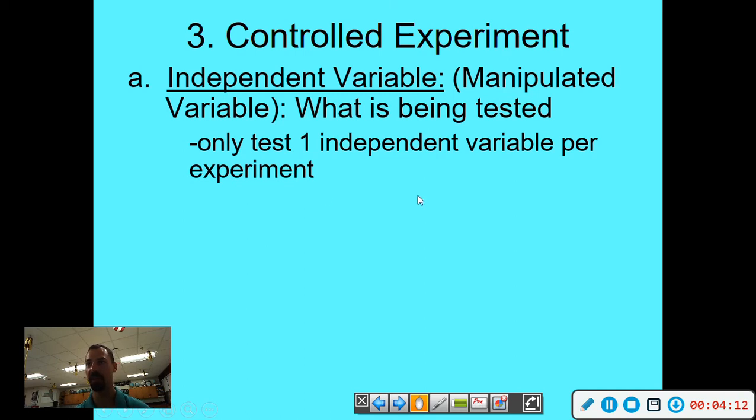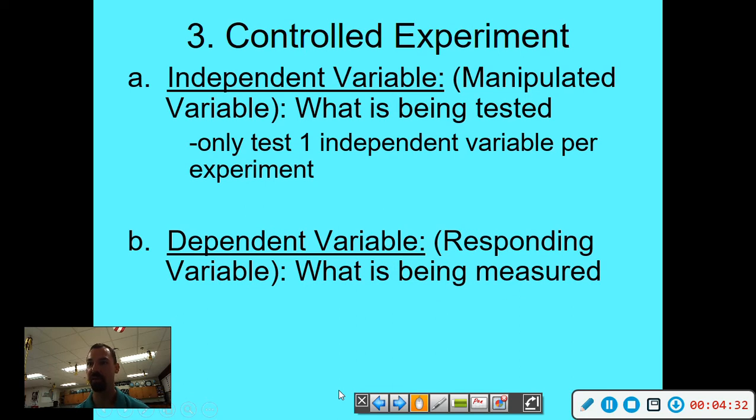So only test one independent variable per experiment, because the problem is if you do two at a time, you don't know what actually caused the change in the experiment. So you have to make sure you do only one at a time, and then if you want to experiment further, run another experiment with another variable.